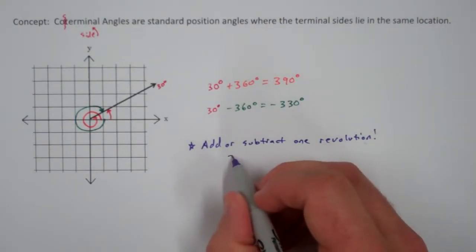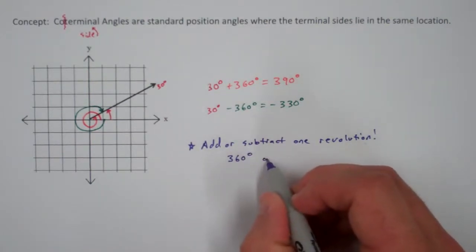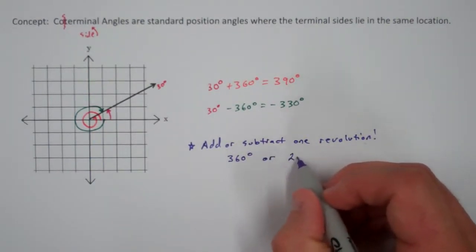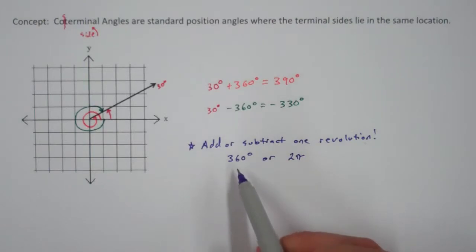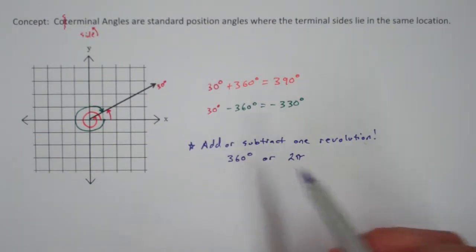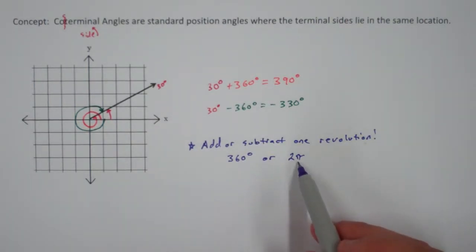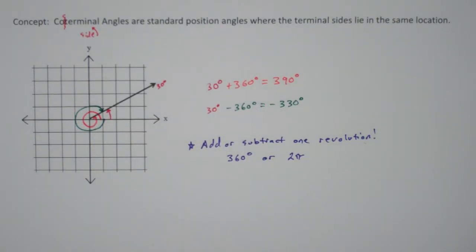And one revolution could be 360 degrees, or it could be 2 pi. It just depends on how you're measuring the original angle. This one happens to be in degrees, so we'd add or subtract 360. But if your angle's in radians, you could easily add or subtract one full revolution, which would be 2 pi.